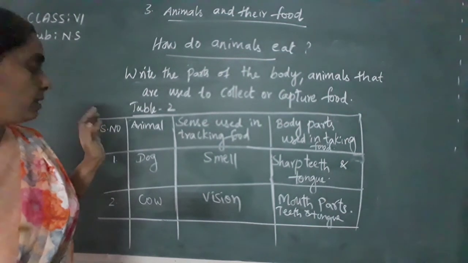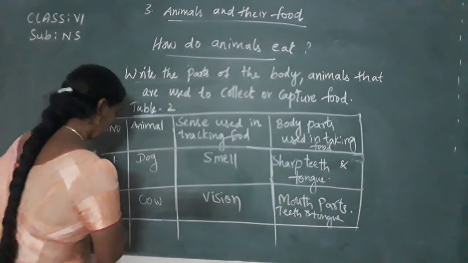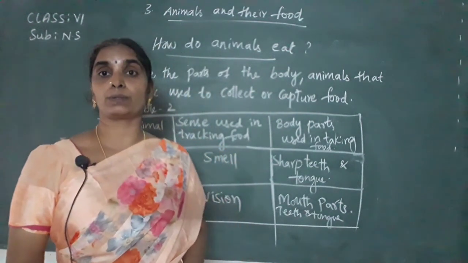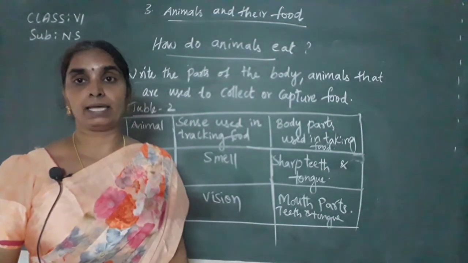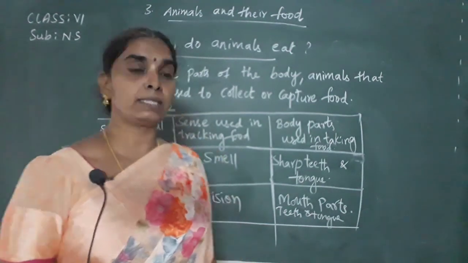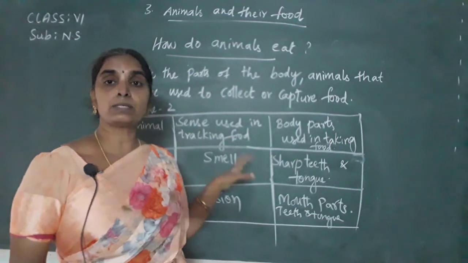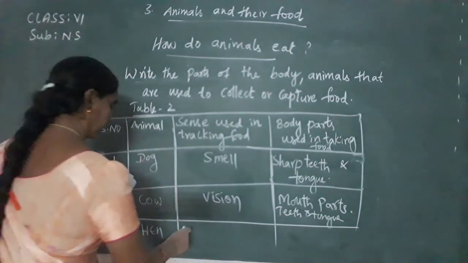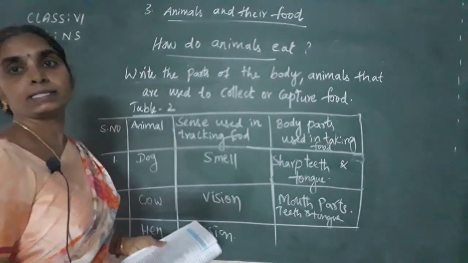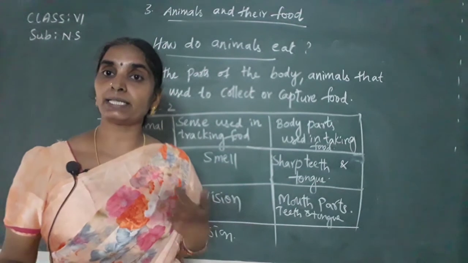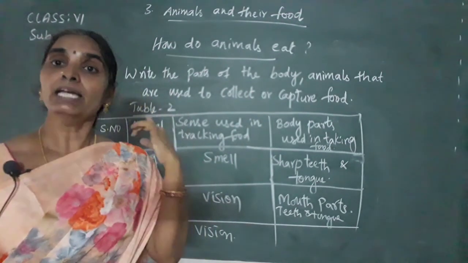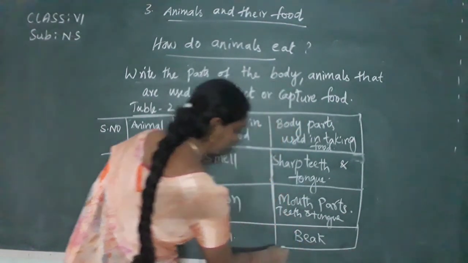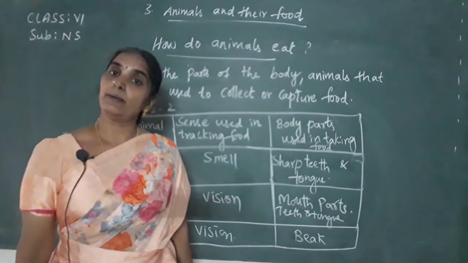Okay, children, the third one is the hen. Mostly you might be seeing hens moving here and there. Some may have hens as pet or domestic animals in their houses, and there may also be poultry farms with hens, ducks, etc. What is the sense organ that hens use in tracking down the food? It is vision. They search for the food with their eyes. What are the body parts used by the hens to take the food? The short beak. They take grains and insects with their short beak.